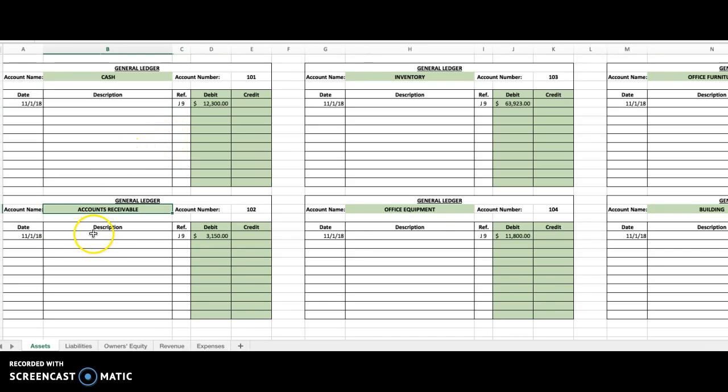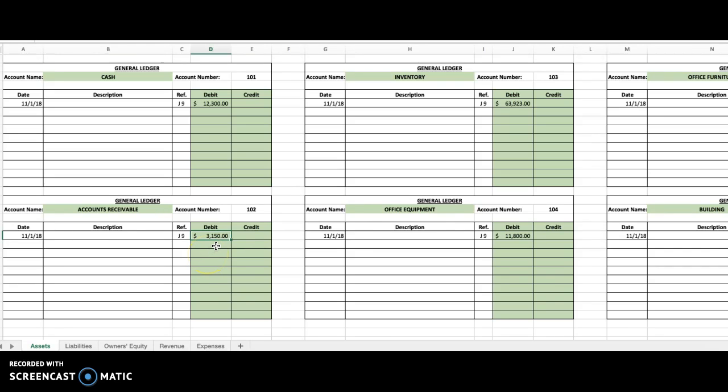Let's look at accounts receivable down here. Second asset account, this account is numbered 102. Again, the date, November 1, 18. The reference is J9, also came from Journal, page 9, and it has a debit balance, we call this. $3,150 is the debit balance. So this is an asset account, as you know. Customers owe us $3,150. So that account has been increased at some point back in November or prior to November. And as of November 1, the debit balance is $3,150.